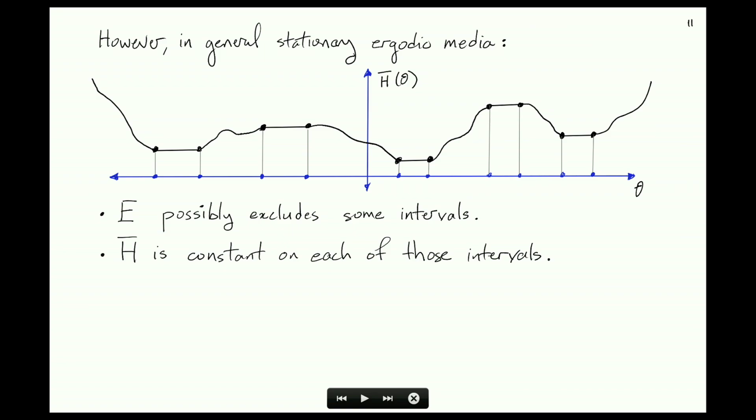Okay, and then the effective Hamiltonian has a graph like this, where H bar, the effective Hamiltonian, is constant on those intervals that are not part of E. So whenever you have an interval that's not part of E, the effective Hamiltonian is just constant on such intervals. Okay, so that's the common picture. That's both for first order and second order in dimension 1.